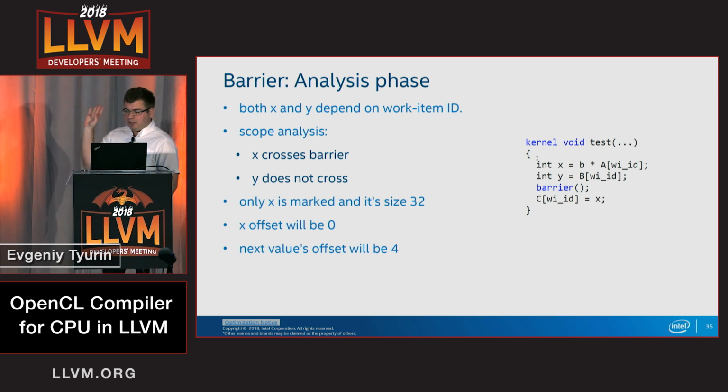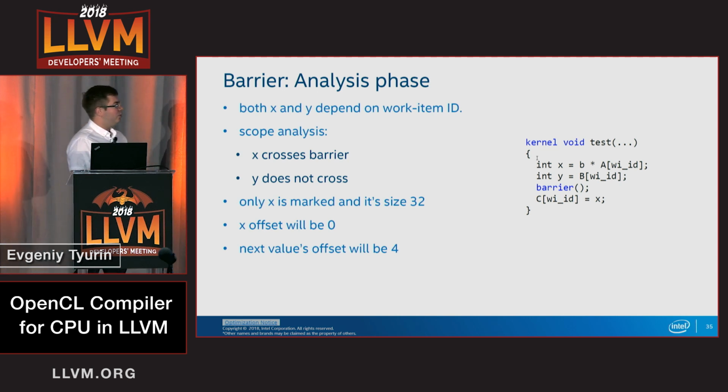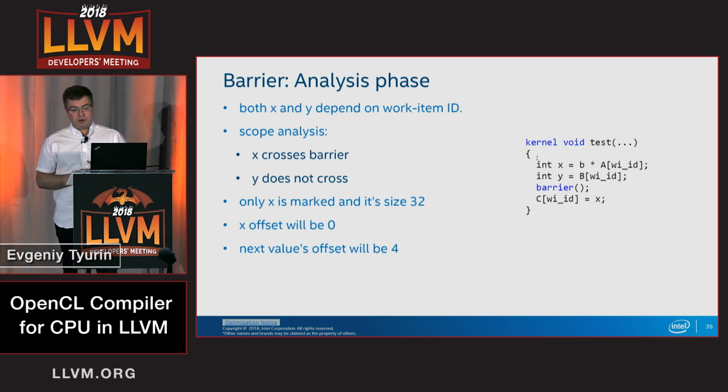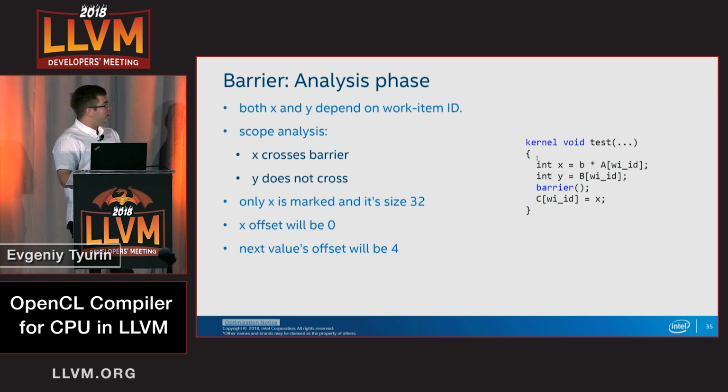Let's take a look at the example on the right-hand side. We're going to realize that both x and y depend on our work item ID here. We're going to use scope analysis in order to realize that only x crosses the barrier, and we're going to mark only x. We're going to record its size, and we're going to record the offset of all the x values in this special buffer. We're also going to record the next value of x within the x subset of this special buffer.